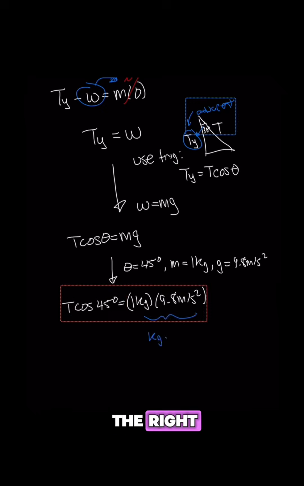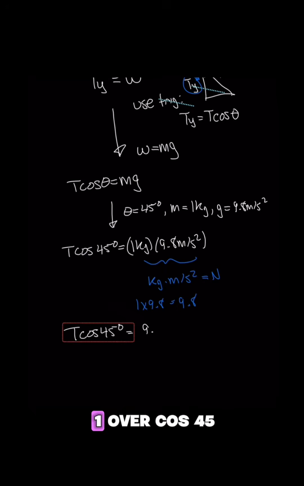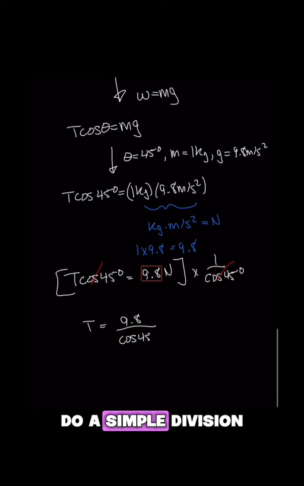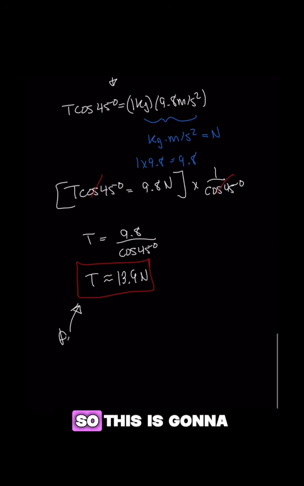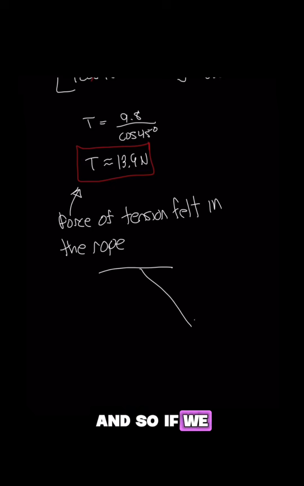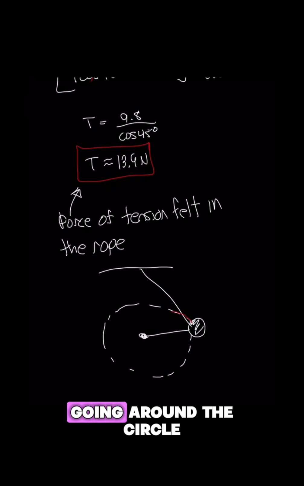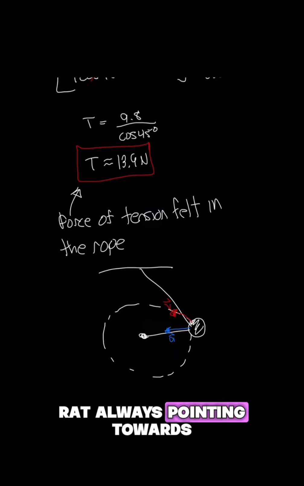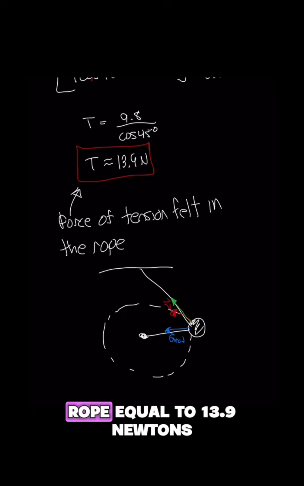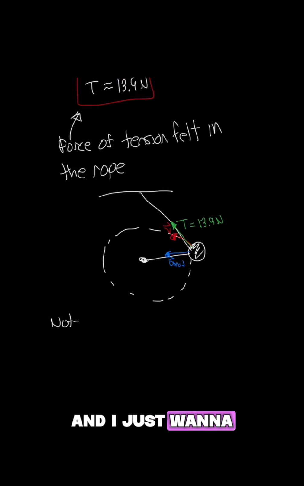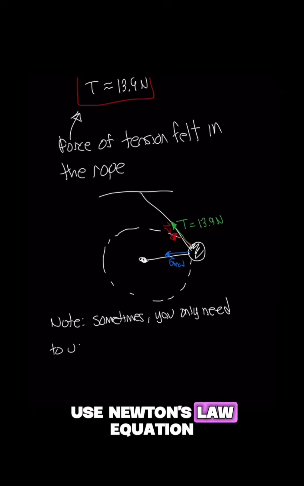Compute the term on the right. Isolate for T by multiplying both sides by 1 over cos 45. Do a simple division, and we get this for the final answer. So this is going to be the force of tension felt in the rope. And so if we draw a diagram here, we have the velocity going around the circle. Then we have a_rad always pointing towards the center, and then we have the tension in the rope equal to 13.9 newtons.